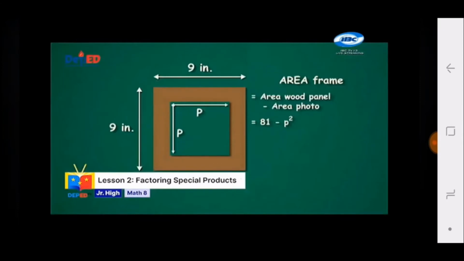The polynomial can be expressed as the square of 9 minus the square of p. Hence, the factored form of the area 81 minus p squared is equal to the quantity of 9 plus p times the quantity 9 minus p. But do not forget the unit, square inches.